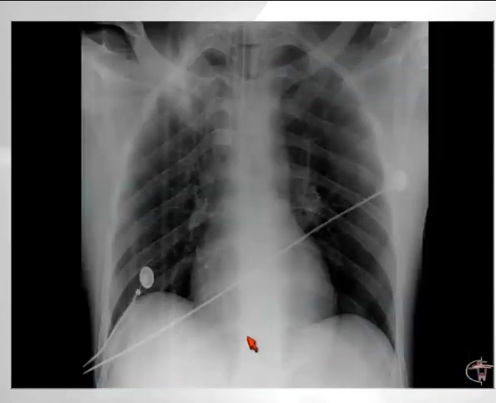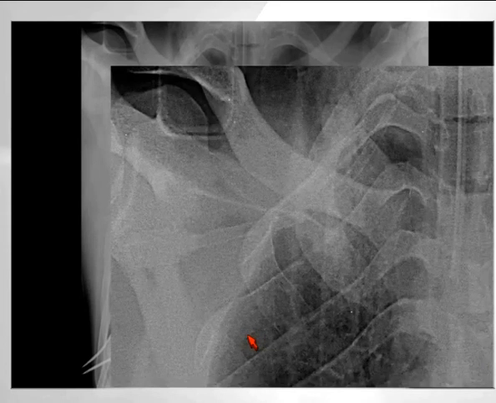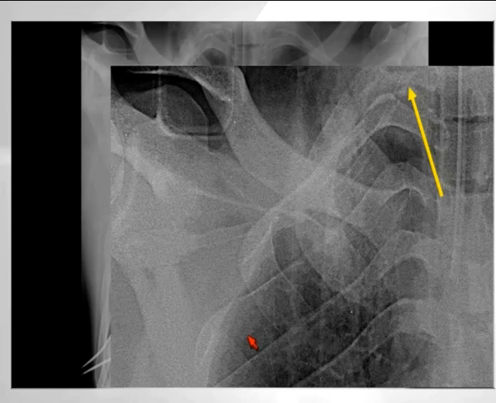Here's an example. This gentleman was involved in a high-speed MVC. He was brought to the resuscitation bay. A subclavian catheter was placed, and it's on the right side. Unfortunately, it points upward where the internal jugular vein is, and the internal jugular vein is small and should not be infused with large amounts of fluid for resuscitation purposes.